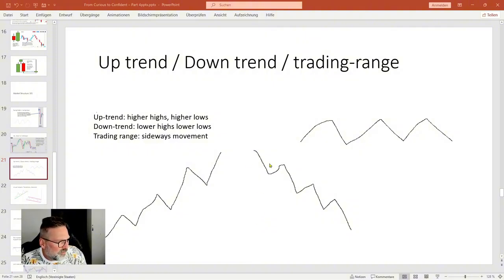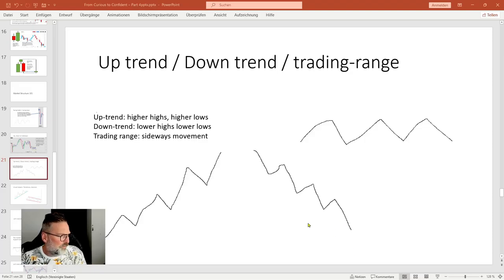But look here, this is a downtrend. A downtrend is identified as lower highs and lower lows. So we have a low, we have a high. We have a lower low, because this low is lower than the previous low. The lower high, because this high is lower than the previous high. Lower high, lower low. Okay?